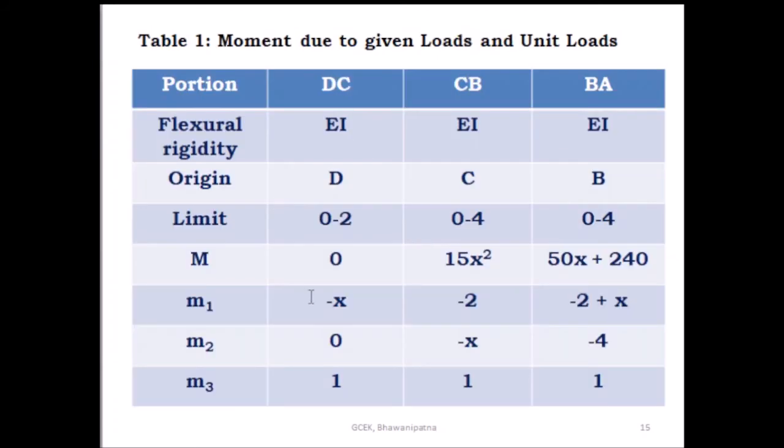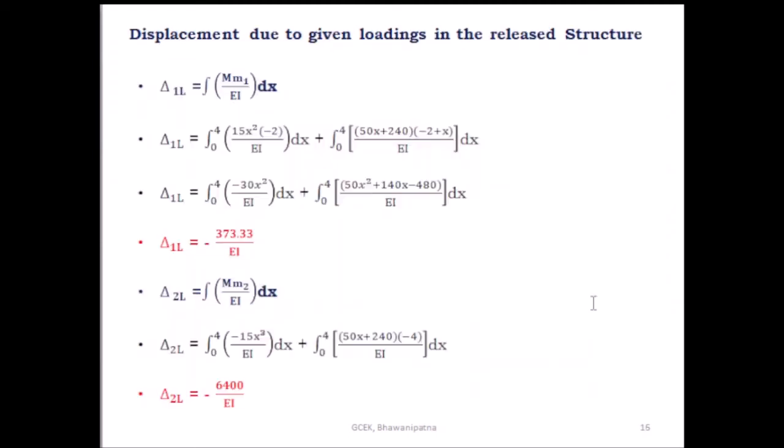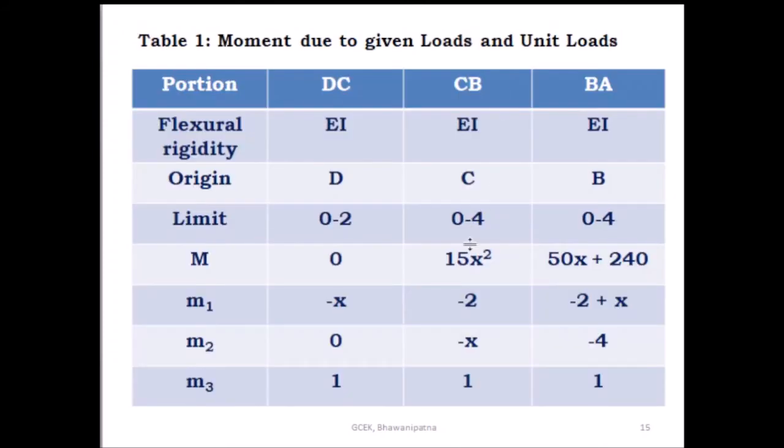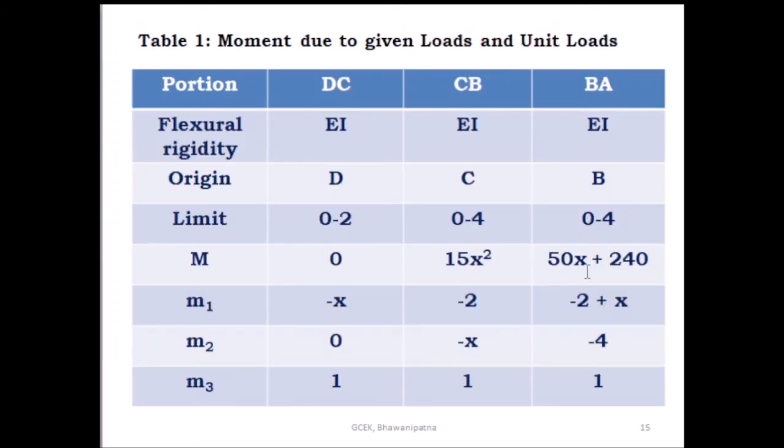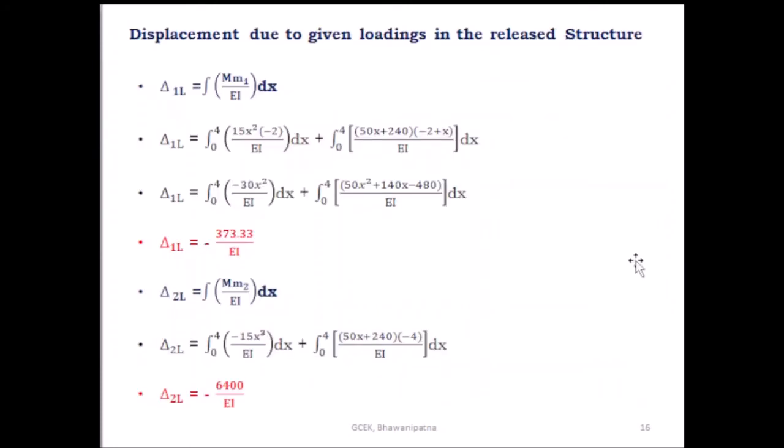So here for DC this is 0, and for CB 15x square minus 2, and for BA 50x plus 240 into minus 2 plus x, and here the integration limit for CB is 0 to 4, and for BA 0 to 4. For CB this is 0 to 4, 15x square into minus 2 by EI into dx, and for BA 0 to 4, 50x plus 240 into minus 2 plus x.